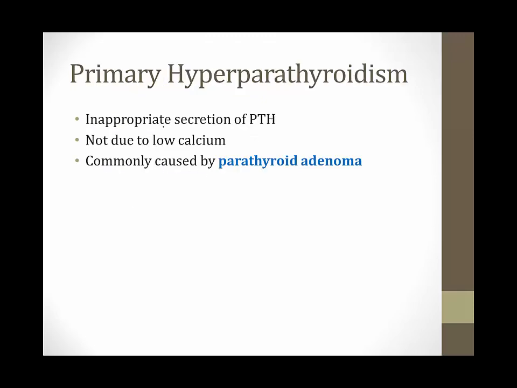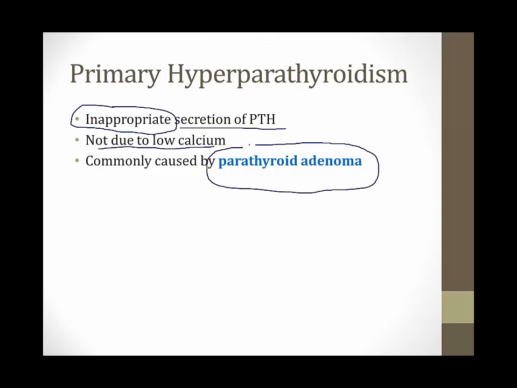Primary hyperparathyroidism is inappropriate secretion of parathyroid hormone, and the word inappropriate is very important. That means that the parathyroid gland is releasing parathyroid hormone not because of low calcium. This is commonly caused by a parathyroid adenoma, which is a portion of the gland that has begun functioning autonomously and is secreting parathyroid hormone on its own without being responsive to the level of calcium in the serum.